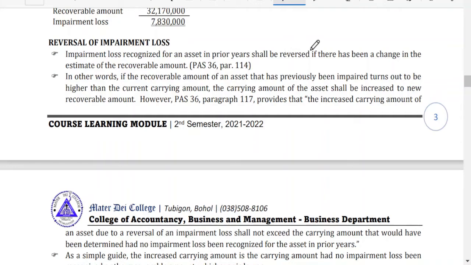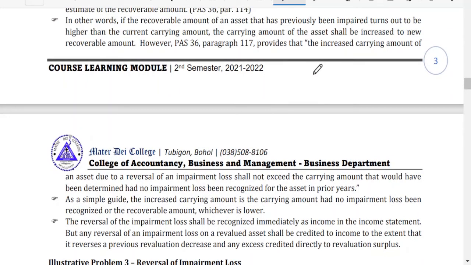But you have to take note that when you reverse, meaning you have to bring the carrying amount of the asset to its updated recoverable amount. Again, the carrying amount of the asset will be updated to bring it to the new recoverable amount. In doing so, you have to consider also that the extent or the amount of the reversal shall not exceed the carrying amount that would have been determined had no impairment loss been recognized for the asset in the prior years.